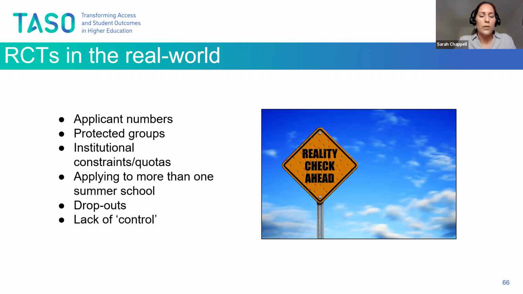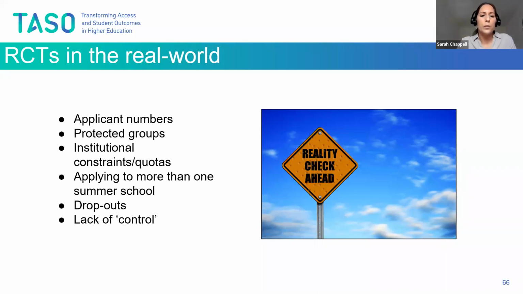So the first one, which I've sort of already alluded to, is that it's completely reliant on applicant numbers. So if certain summer schools, certain universities do not have enough applicants, it means they can't take part in the RCT. And unfortunately, we did have some university partners last year where that was the case. They thought they would get a lot more applicants, but unfortunately, because of COVID and the context surrounding that, applicant numbers weren't as high and they couldn't be part of the RCT.